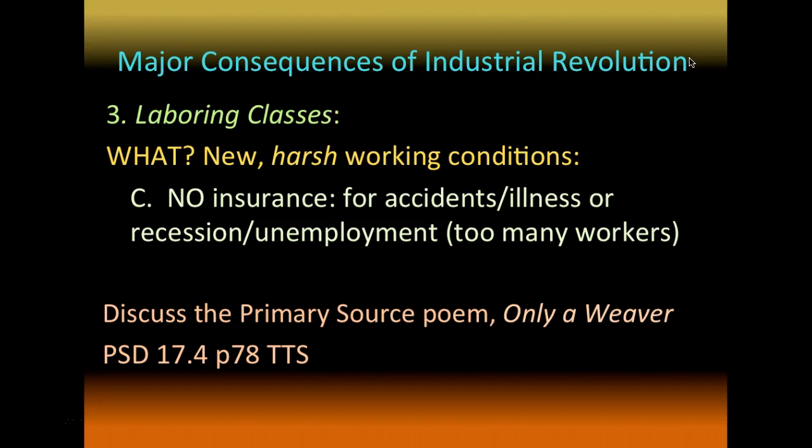We're going to talk about the primary source poem, the primary source document, Only a Weaver in Class, and it just shows the vicissitudes of the market and the challenges that workers faced based solely on if there were jobs or not.